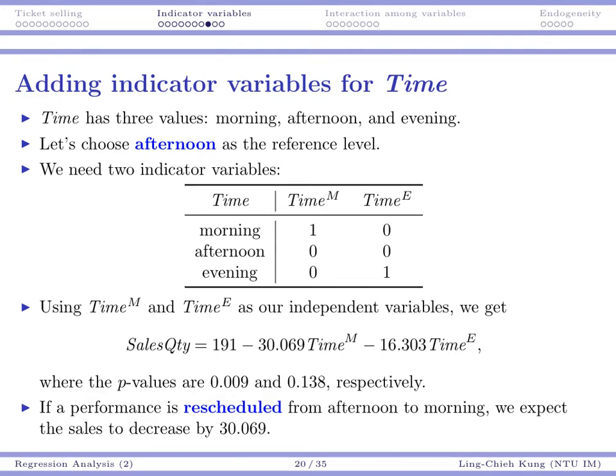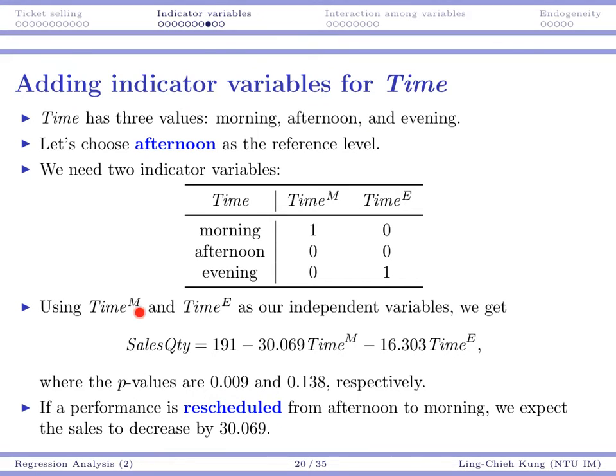The reason is that A is the first letter. Okay, so we need 2 indicator variables, one for morning, one for evening. So we're going to label them in this way. The reference level is always 0, and the others have 1.